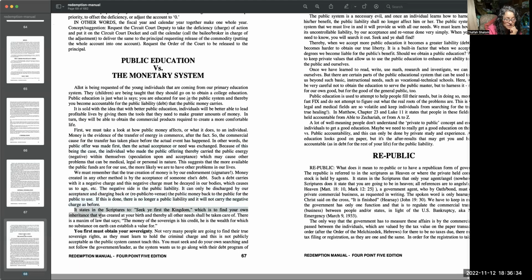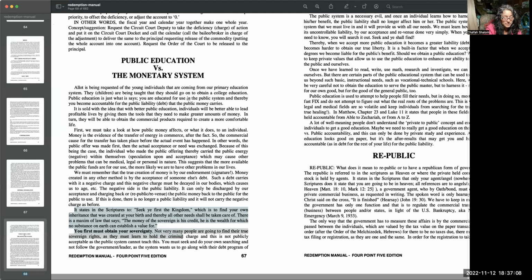It states in the scriptures to seek ye first the kingdom, which is to find your own inheritance that was created at your birth, and thereby all other needs shall be taken care of. There is a maxim of law that says the money of the sovereign is his credit. He is the wealth for which no substance on earth can establish a value for. You must first obtain your sovereignty.